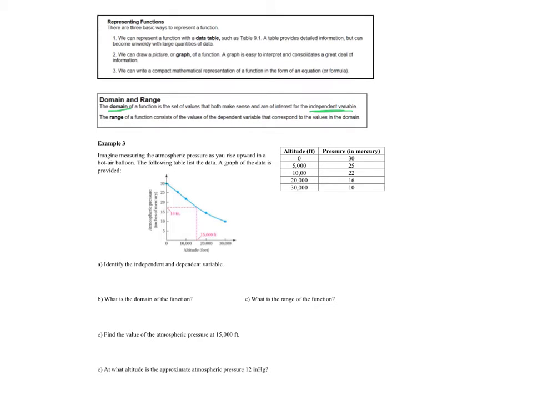So now we've got our list of vocabulary here. We've got independent, which is the same as input, which is the same as x value, which now we can add in there is the same as domain. Then we have this idea of a range. The range is going to correspond to the dependent variable.